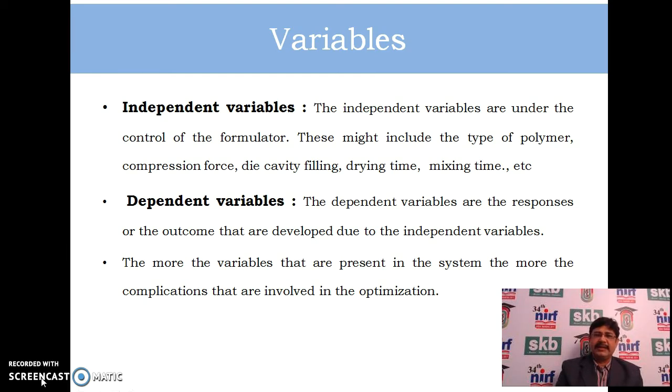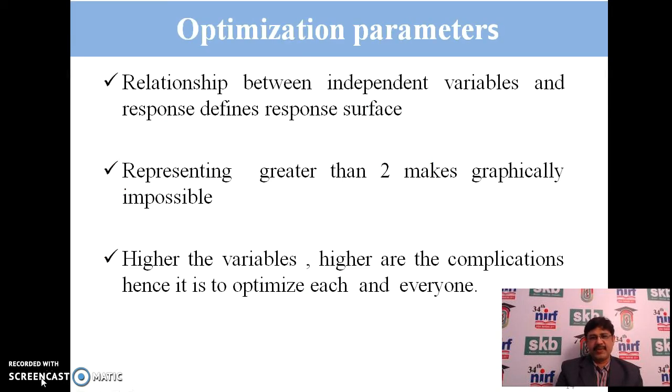Independent variables are under the control of the formulator, like filling of die cavity, type of polymer, compression force, mixing time, etc. And dependent variables are the responses or the outcomes that are developed due to the independent variables. The more variables that are present in the system, the more complications are involved in the optimization technique.